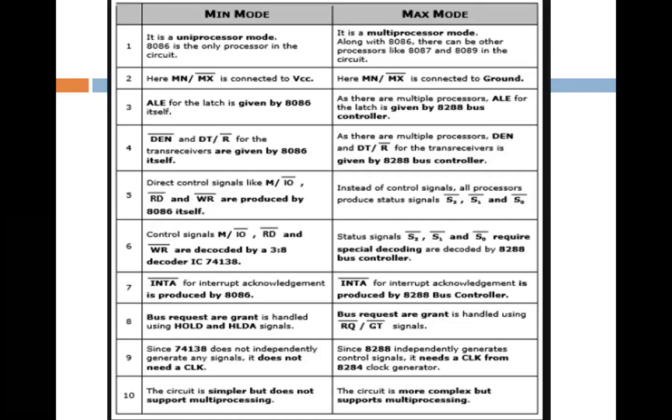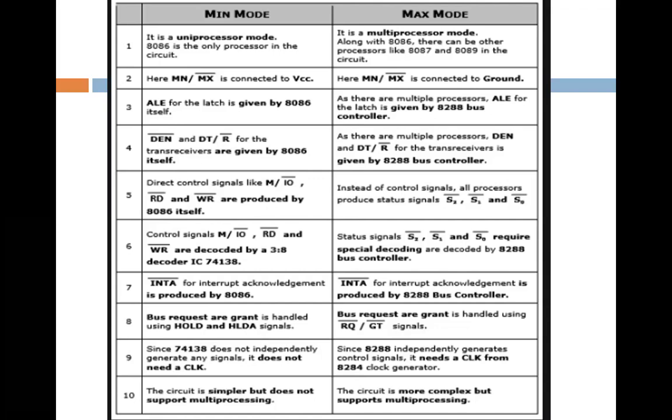8086 microprocessor supports two operating modes, minimum mode and maximum mode. So now we have made the comparison between them. Minimum mode is a uniprocessor mode. 8086 is the only processor in the circuit. Now maximum mode is a multiprocessor mode. Along with the 8086, there can be other processors like 8087, 8089 in the circuit.